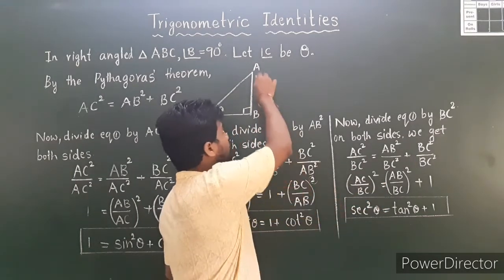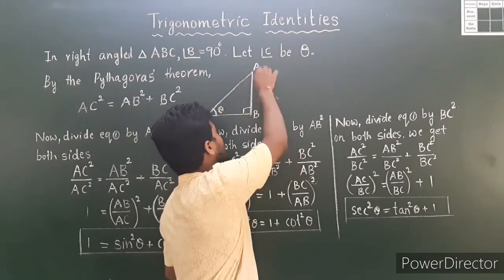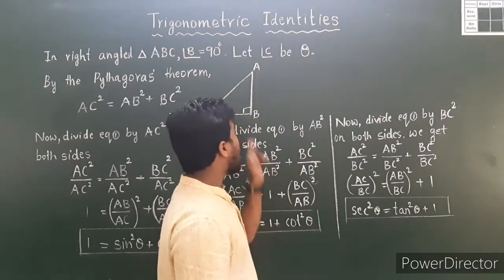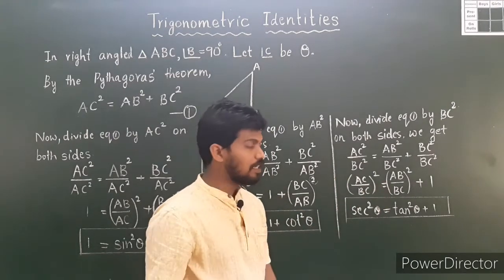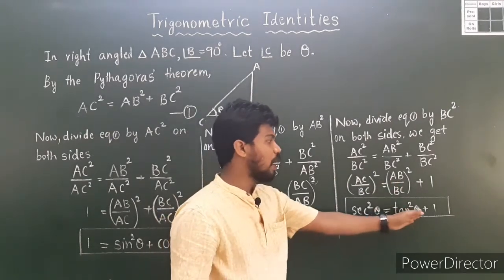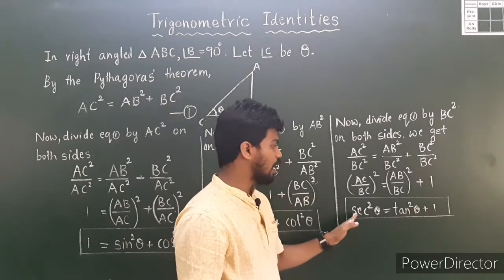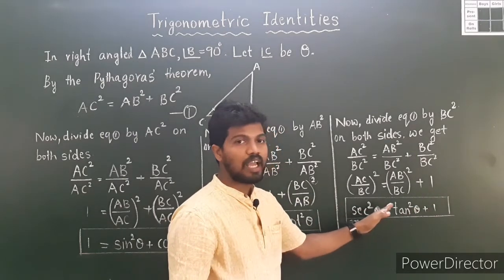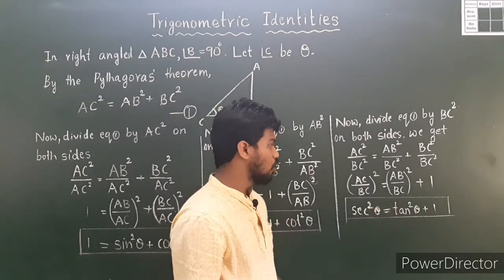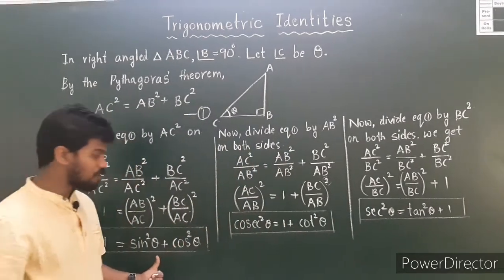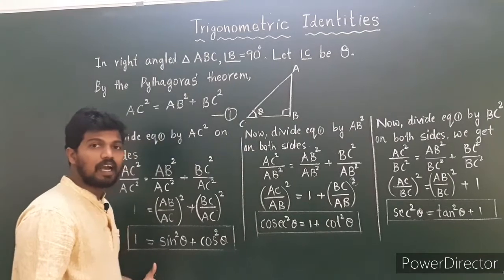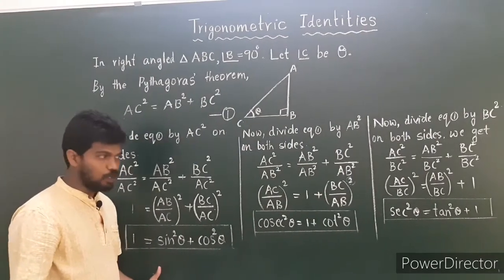Next, AB by BC. Opposite side by adjacent side is the definition of tan theta, so you write tan square theta plus 1. So secant square theta is equal to tan square theta plus 1. This is another identity, and the first identity is sin square theta plus cos square theta is equal to 1.